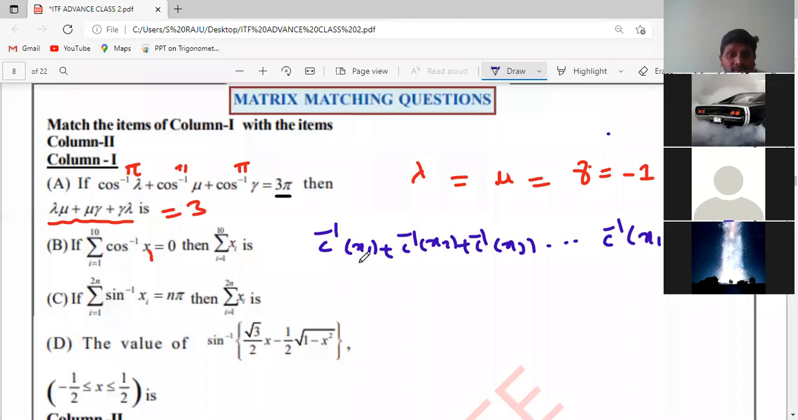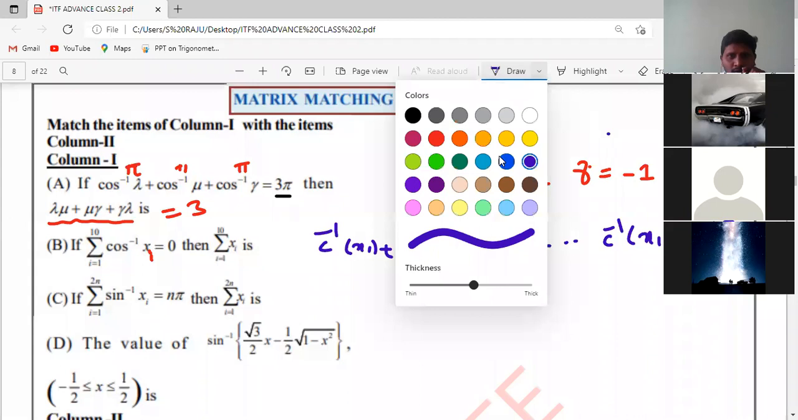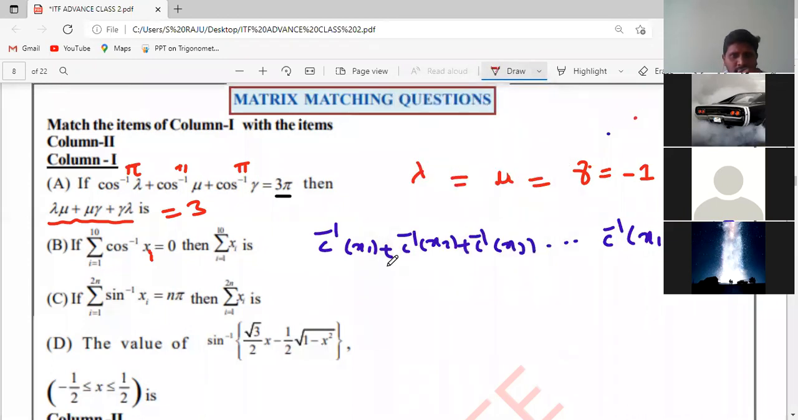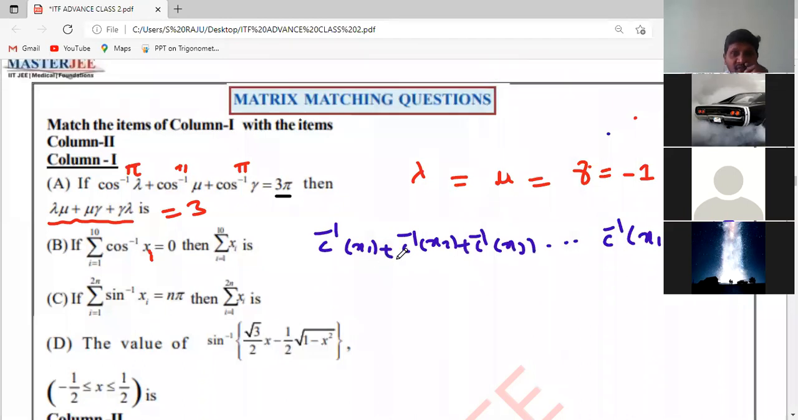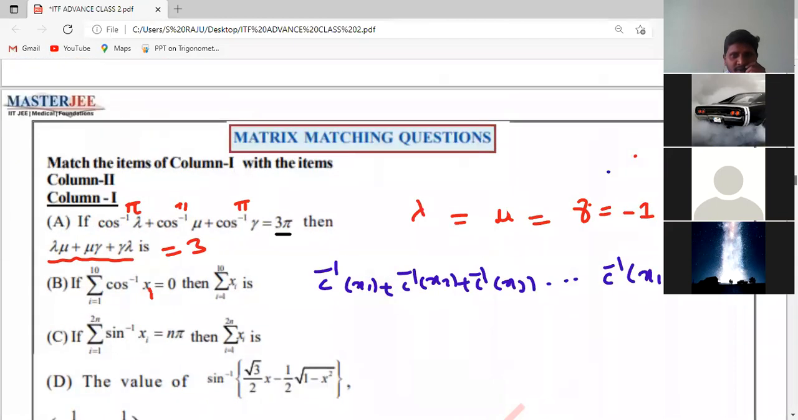Right side is... Sir, 55. I didn't get you. Can you repeat again? Sir, is the answer 55? Is there any 55? No, there is no 55.